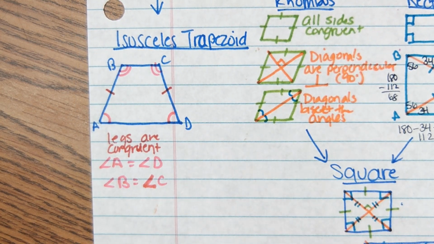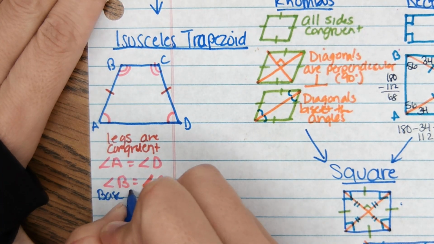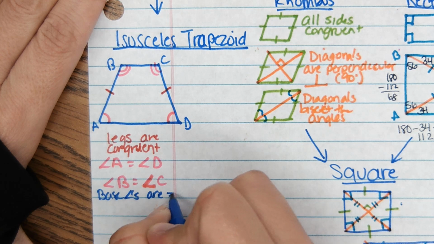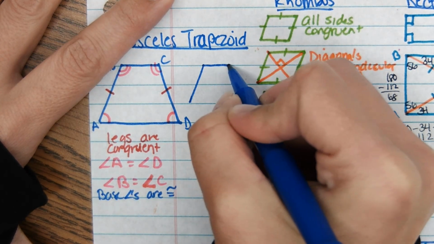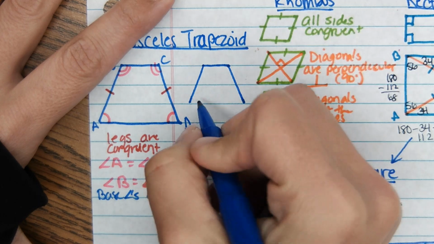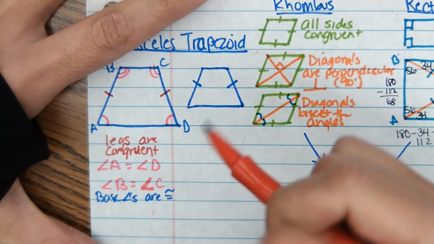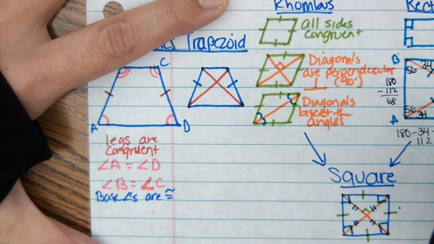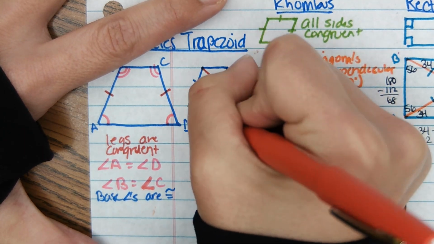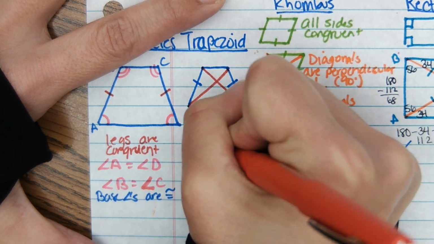So two base angles are the same measure. Base angles are congruent. And then one more thing about isosceles trapezoid has to do with the diagonals. So here's our isosceles trapezoid. Two legs are the same measure. And I'm going to draw the diagonals. The diagonals of an isosceles trapezoid are congruent. So diagonals are congruent.